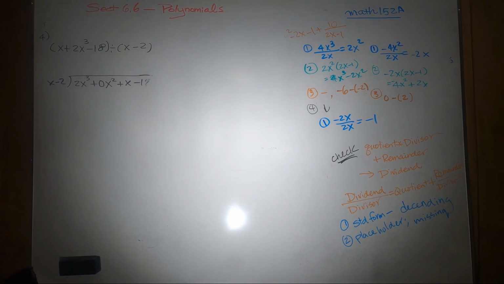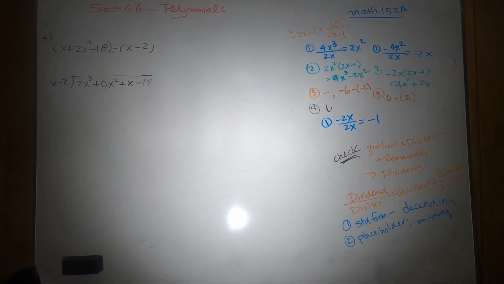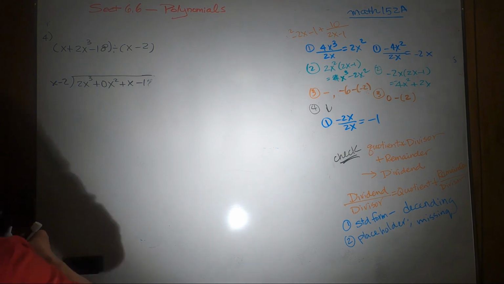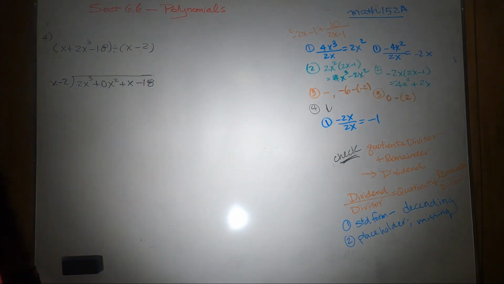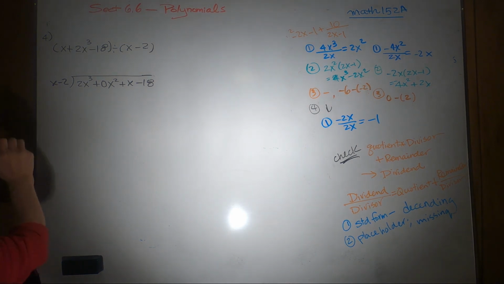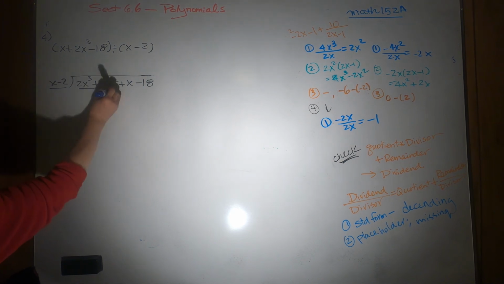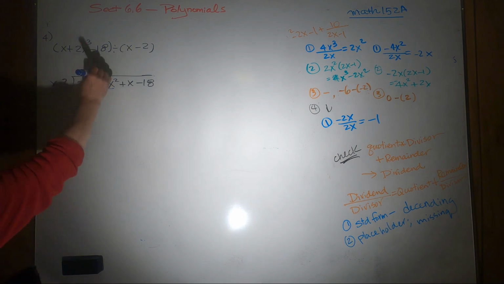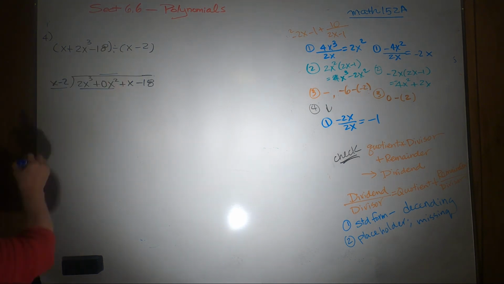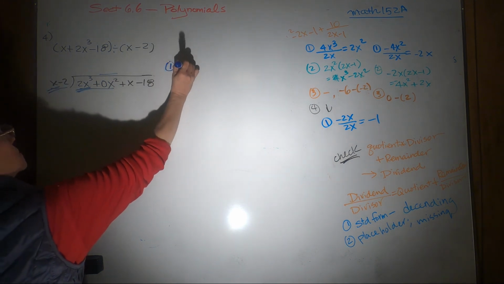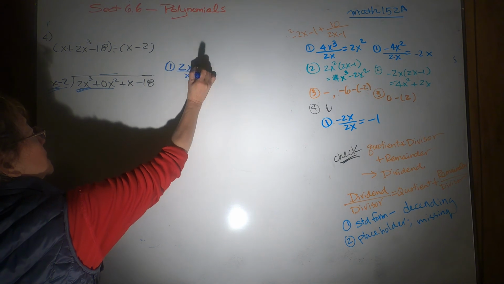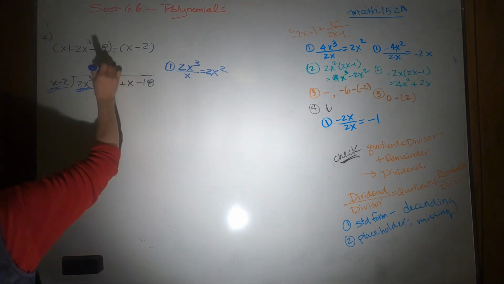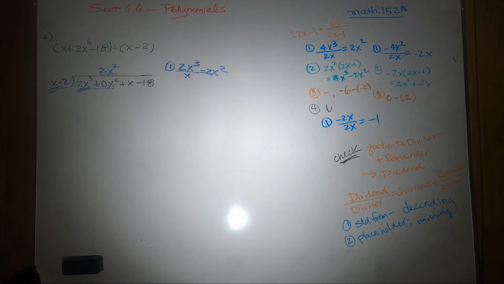How should we start? First terms. So you need to use first terms, right? How many terms do we need? 2. So for the first term will be here, right? Then how do you get there? You can only compare mono to mono. So you do 2x cubed divided by x, which will be what? 2x squared. Is that right?